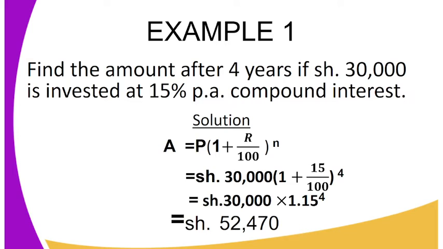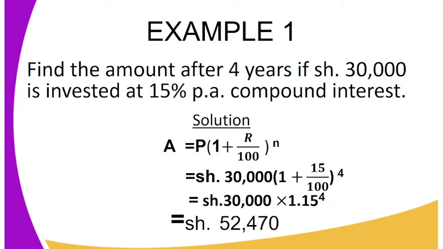Our P here is 30,000. Are we together? Can you see? What is our P? 30,000. Good. What is our R? Our R here is the rate. And what value is it? You can see it. It is 15%. And our n is what? Our n is 4 years. n we said is the period of time. So n is 4 years.